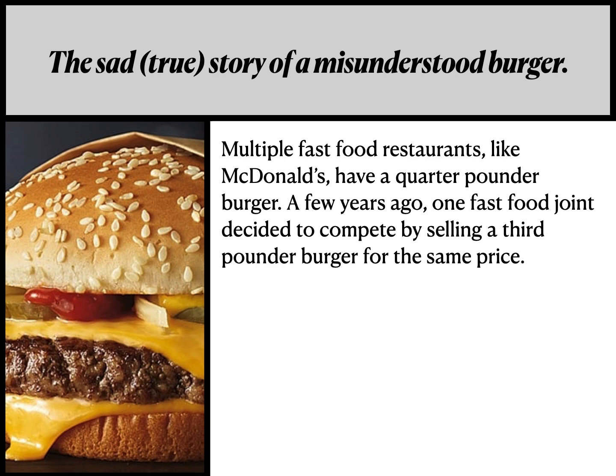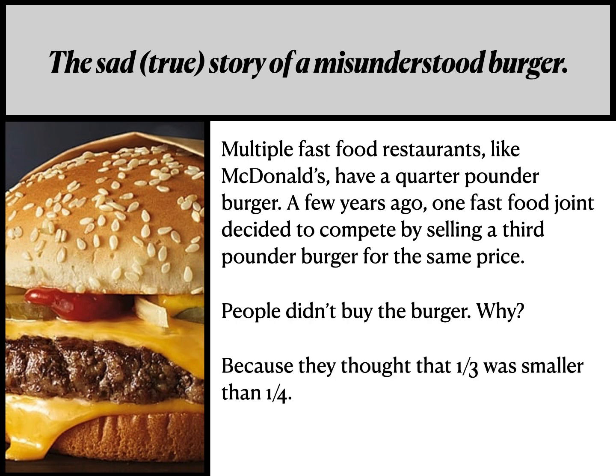However, the fast food place lost money. People didn't buy the burger. So why didn't people want a third-pounder burger for the same price as a quarter-pounder? Well, it's a sad commentary on people's fraction skills. People thought that a third was smaller than a fourth. So what was their mistake? Can you identify it?